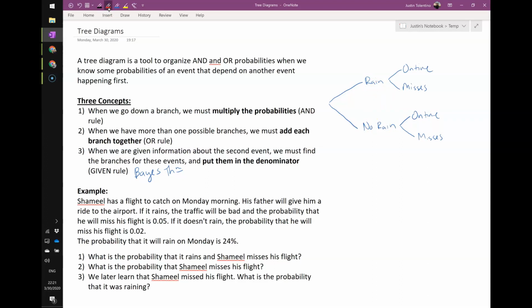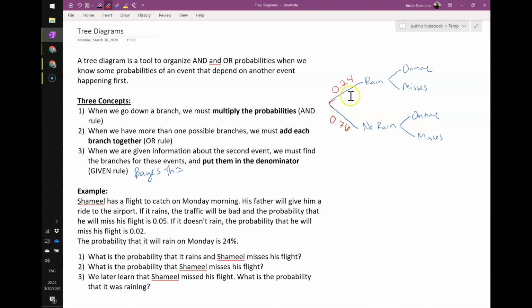First, the chance that it rains is 24%, so we know that this is 0.24. And every time we branch out, one of those branches has to happen. So it always has to add up to 1. So we can deduce that this second branch right here must be 0.76 because those two probabilities have to add up to 1.